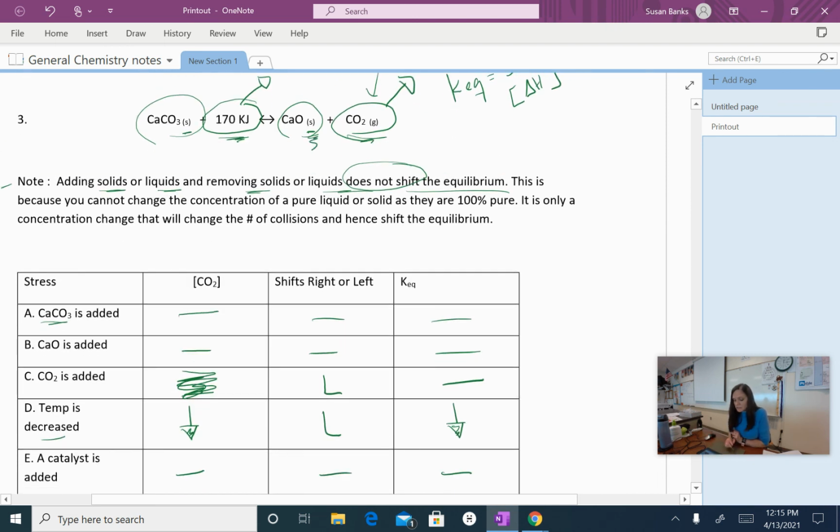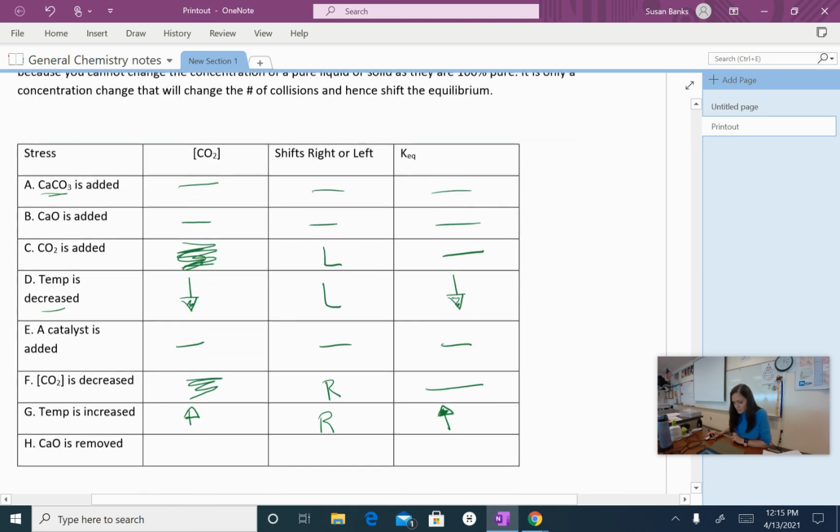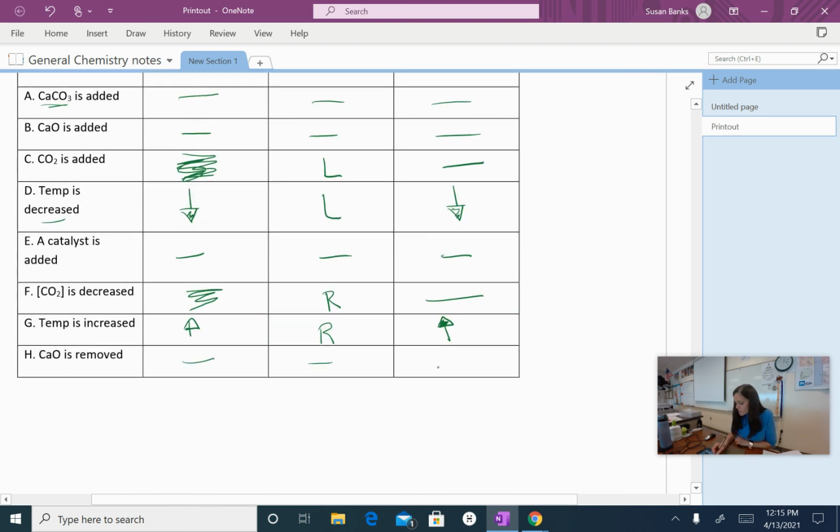Calcium oxide is removed. It's a solid. It's not going to change anything. So no change whatsoever. So solids and liquids don't change the equilibrium.